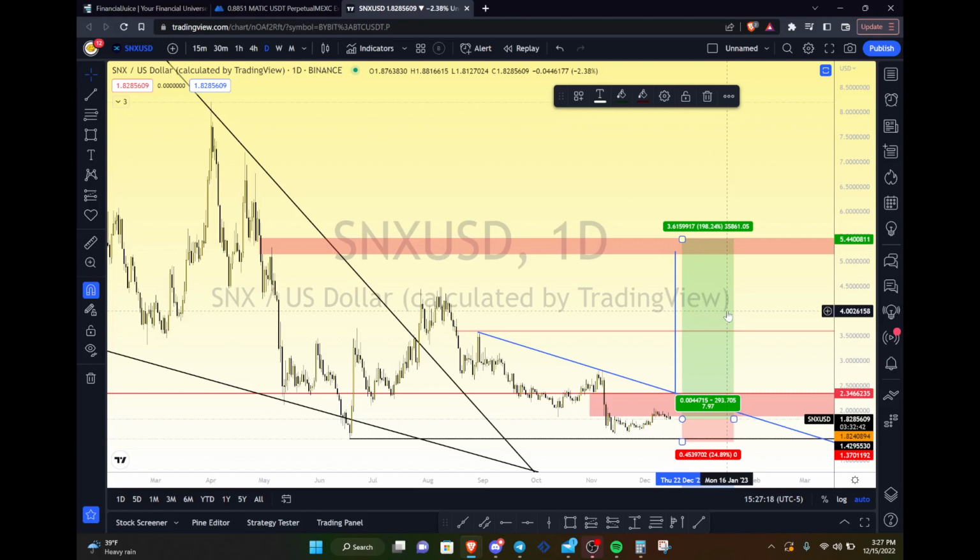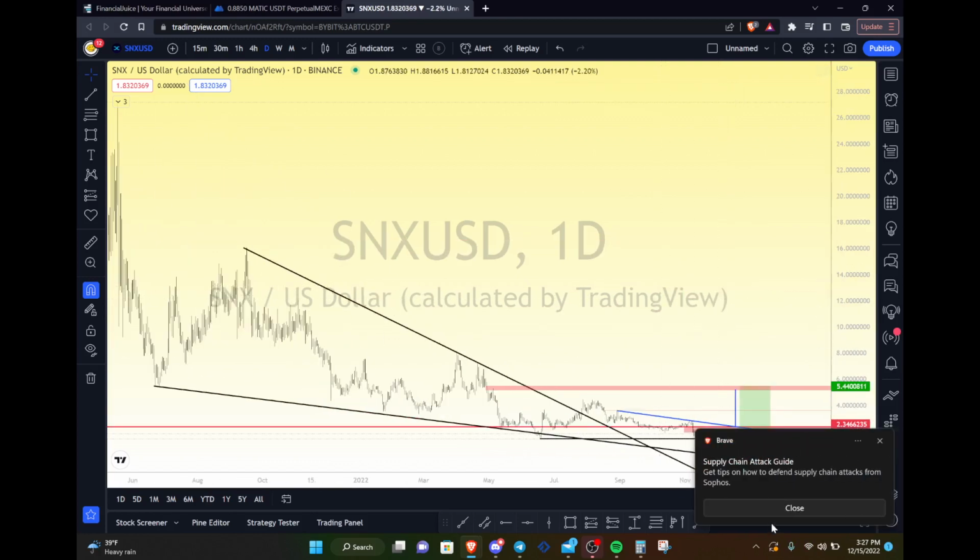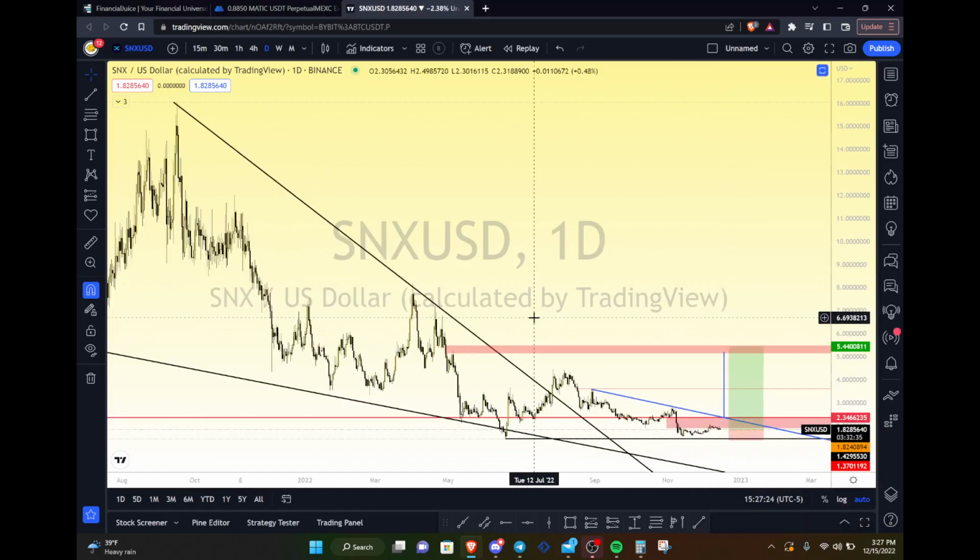Please let me know what you think. Leave your opinions down in the comments. I would love to hear if you agree or disagree. Again, I don't own any SNX, and I really don't know anything about it. I have heard of this coin, but I don't really know anything else about it.